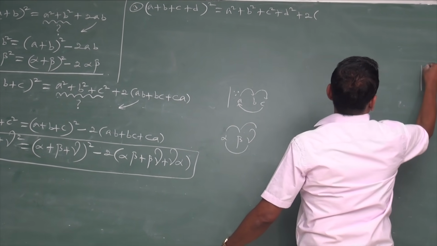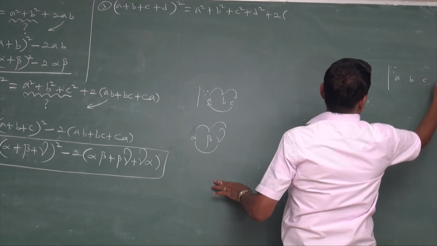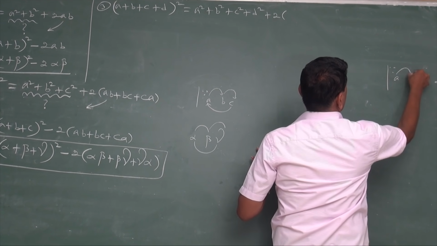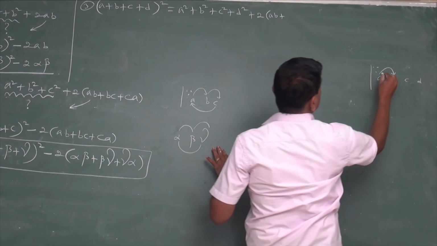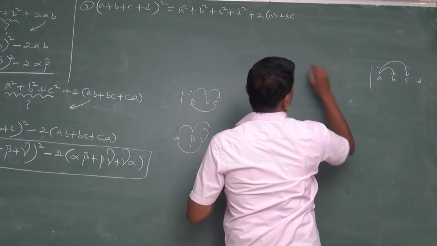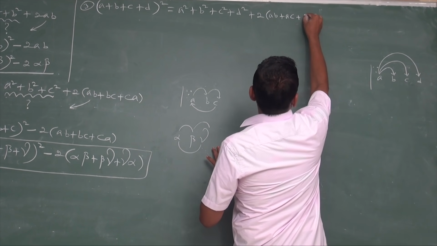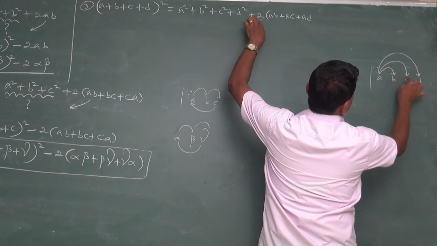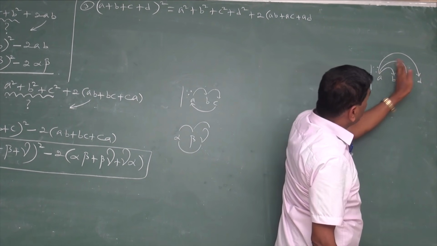I need rough work. The rough work is we have a, b, c, d. Now taking a and grouping with all the elements on the right side, that is a to b, that is plus 2ab. So 2 is common: ab plus ac plus ad, that is 2ab plus 2ac plus 2ad, where 2 is common.